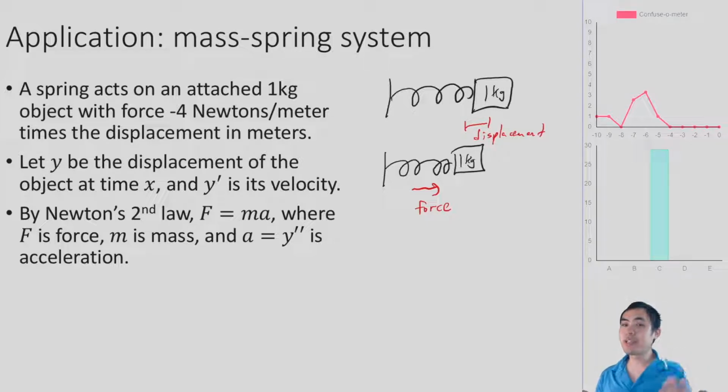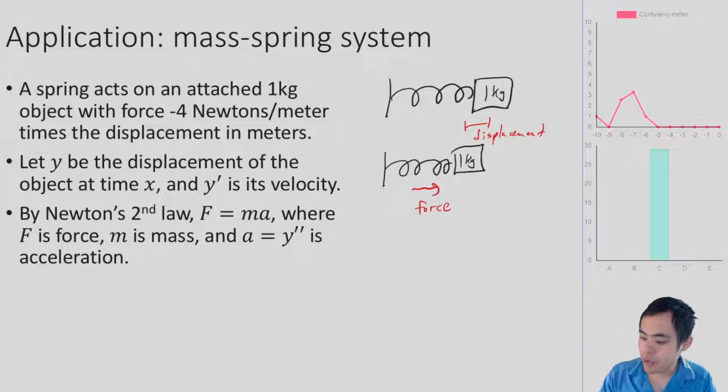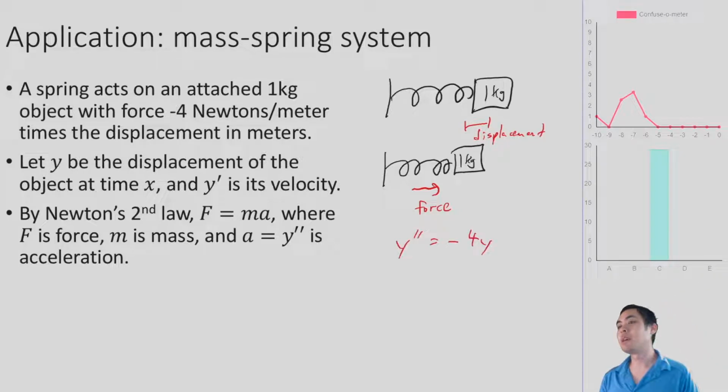Now, by Newton's second law, force is equal to mass times acceleration, and if we let y be the displacement, then y prime is the velocity and y double prime is the acceleration. When we put all these things together, you end up with the equation y double prime is equal to minus 4y. I'm not going to go into too much detail on this because you would be learning it in the physics class. But once you put it in this form, you can solve it using the differential equation techniques we have.